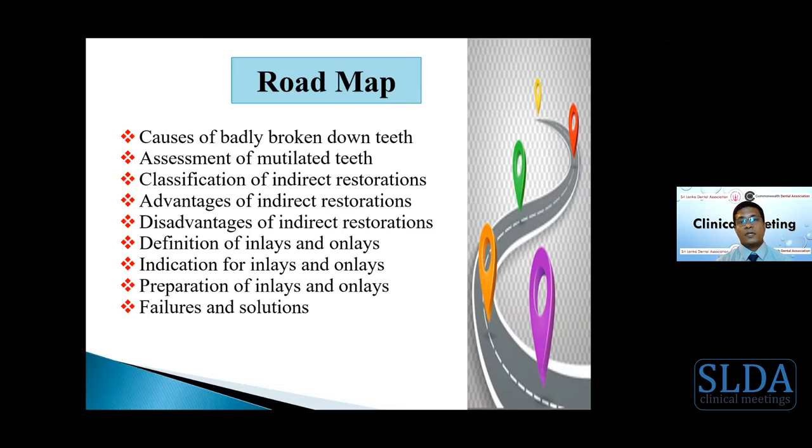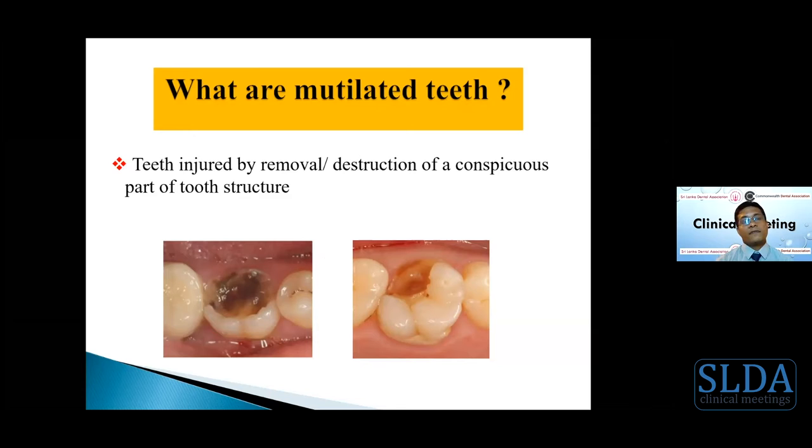There are different definitions about badly broken down teeth. However, it can be simply defined as teeth that are injured by disruption or removal of a conspicuous part of tooth structure. In other words, a tooth which has lost a major part of its structure can also be considered as a badly broken down tooth.